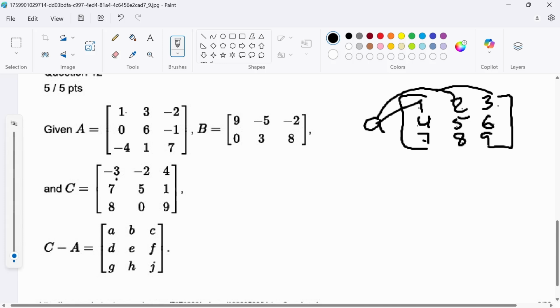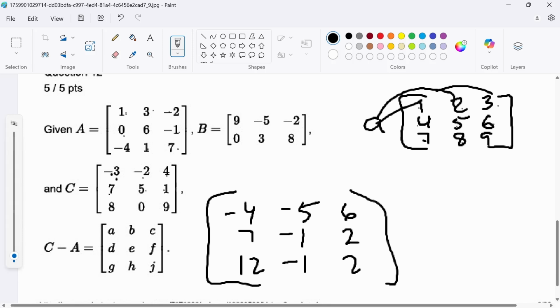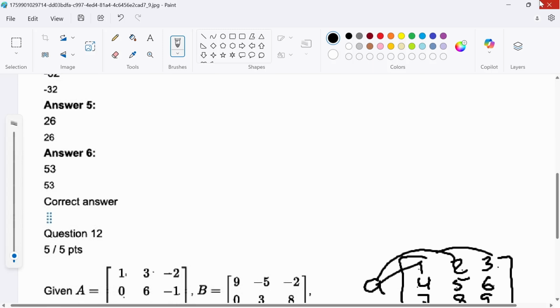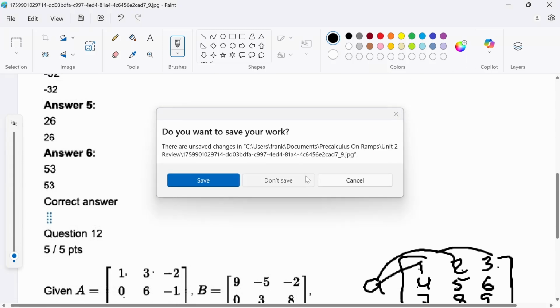But this is subtraction. So negative 3 minus 1 is negative 4. Negative 2 minus 3 is negative 5. 4 minus negative 2 is 4 plus 2 is 6. 7 minus 0 is 7. 5 minus 6 is negative 1. 1 minus negative 1 is 1 plus 1 is 2. 8 minus negative 4 is 8 plus 4 is 12. 0 minus 1 is negative 1. 9 minus 7 is 2. So that would be the result of that subtraction. That was question 12. I just want to make sure I do all of these.